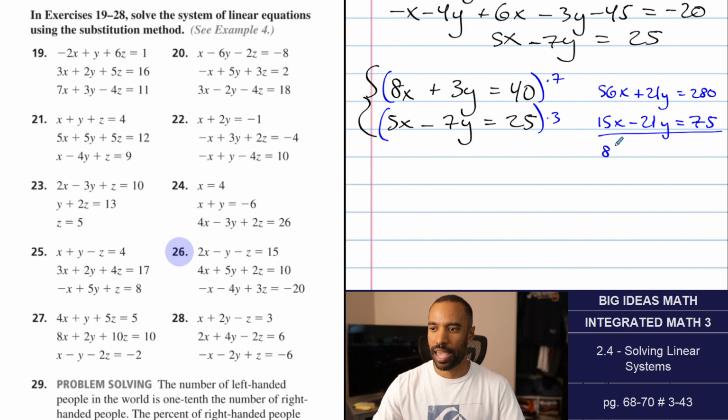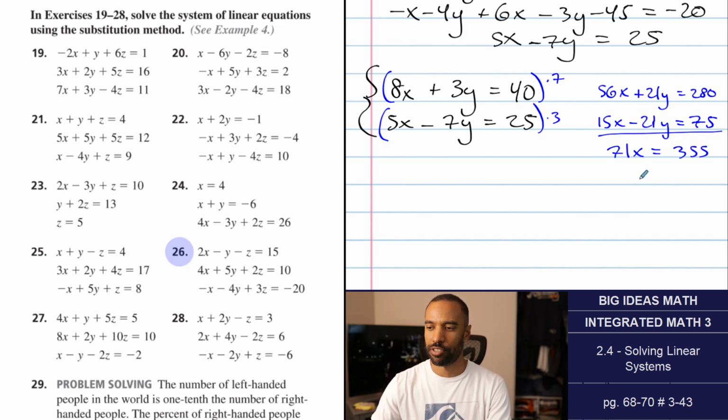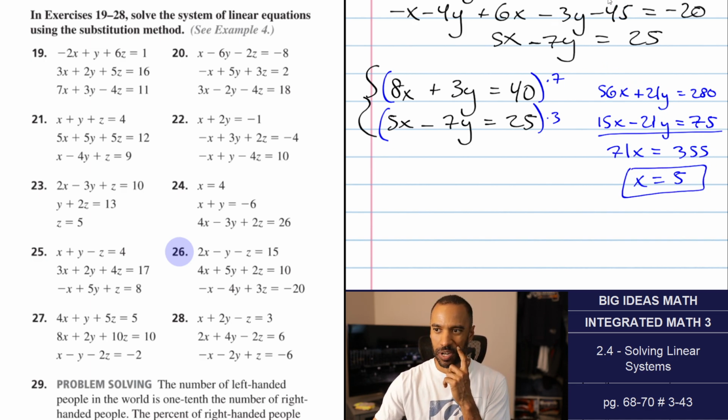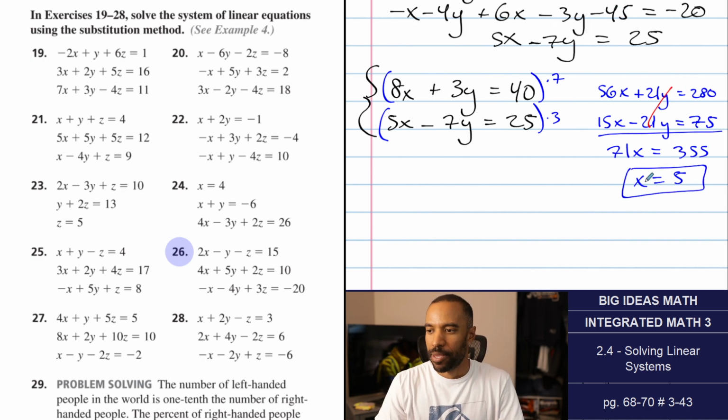Add down the list, I get 81x, I get 71x equals 355. Divide by 71. You can bet that number's 5. These canceled out, by the way. That being said, I can substitute 5 for x in one of these and solve for y.